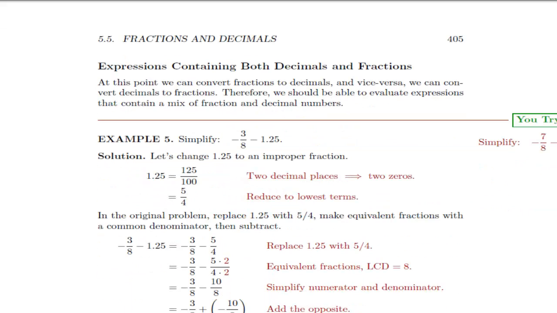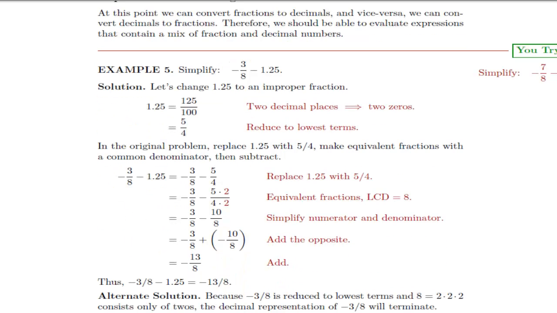Expressions containing both decimals and fractions. At this point, we can convert fractions to decimals and vice versa. We can convert decimals to fractions. Therefore, we should be able to evaluate expressions that contain a mixed fraction and decimal numbers. Example 5. Simplify negative 3 over 8 minus 1 and 25 hundredths.